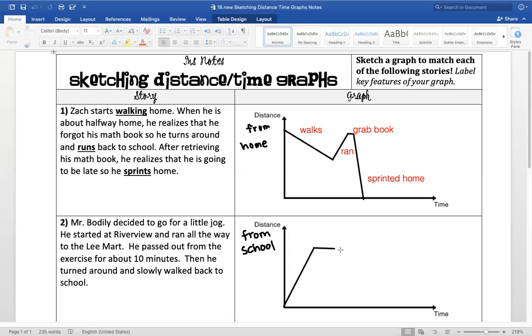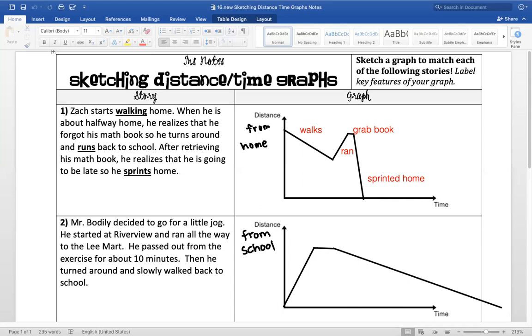Then he turned around. Now this would be a bad idea because this would say that he jogged back to school. But it doesn't say that. It says he turned around and slowly walked back. So I need to not do a jog. I have to do like the slowest walk. Maybe I should give Mr. Bodily the slowest walk. Should we do that? Yeah.